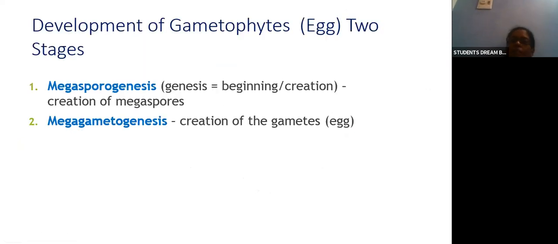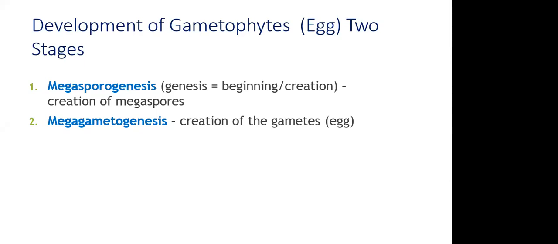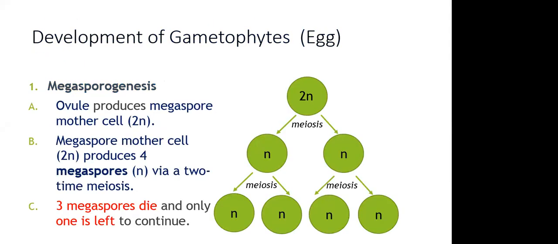Now we'll see the development of the gametophytes. There are two stages, megasporogenesis and megagametogenesis. What is megasporogenesis? Genesis means generation, formation. Megasporogenesis is the formation of megaspores. Megagametogenesis is the formation of gametes, the formation of the egg. Here we'll see about these two.